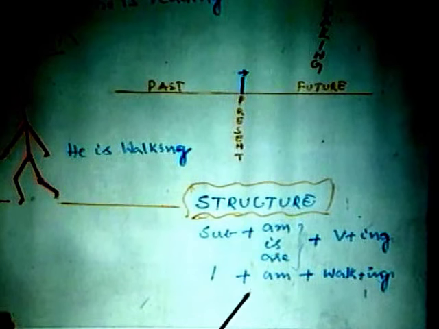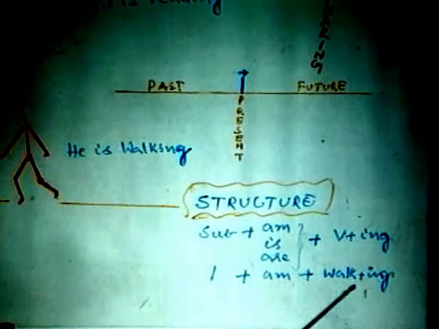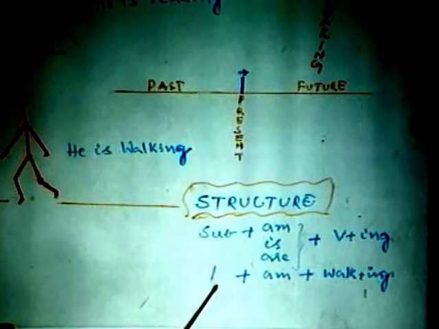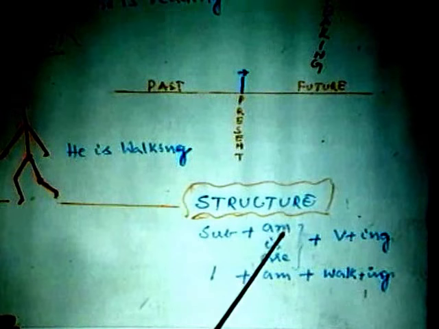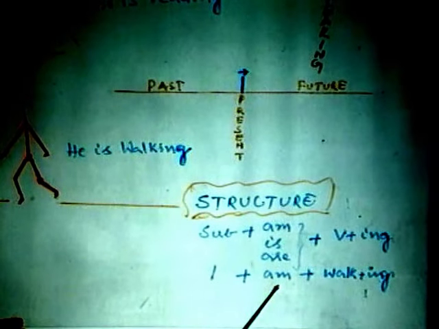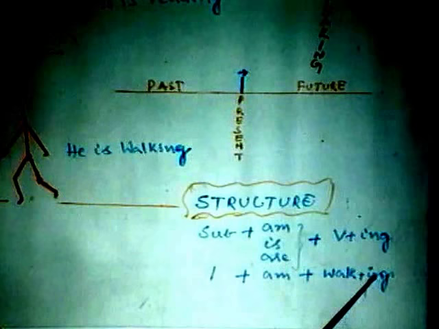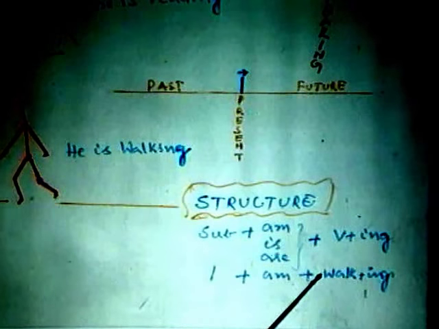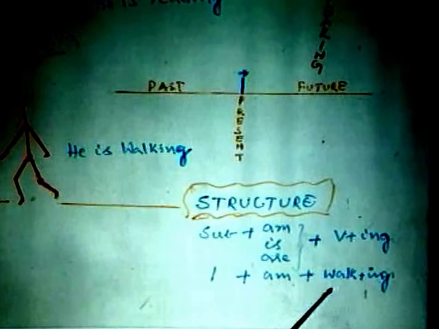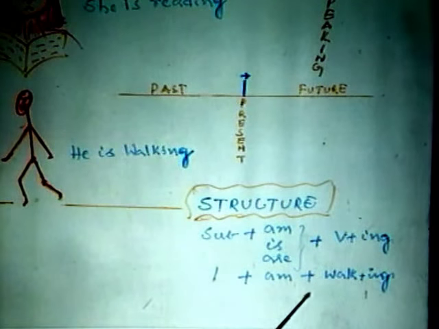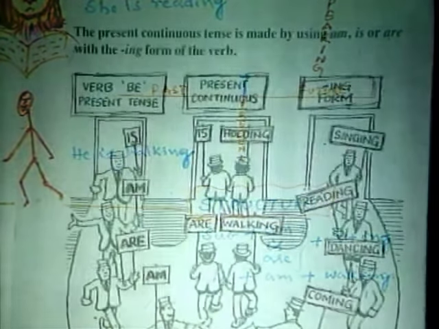So here you have an example here. I am walking. So you have the subject I here, and one of the three words, am, is also here as part of the sentence, and also the verb in the continuous form, walk plus ing. This is the present continuous form that we can really identify from the given sentences. Is it clear?